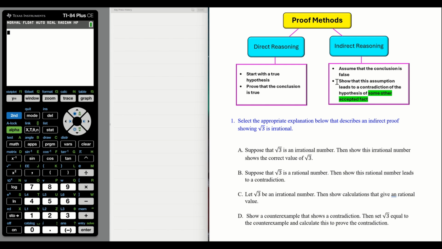Okay, we got some things going on here. I hope you know what irrational means. Irrational means that you are going to have a decimal with a dot, dot, dot, meaning it goes on forever. It doesn't terminate. It does not repeat.